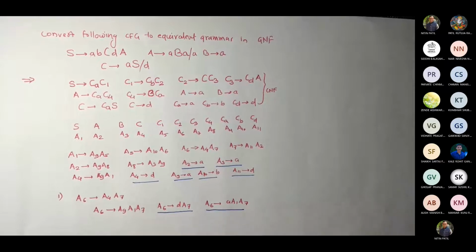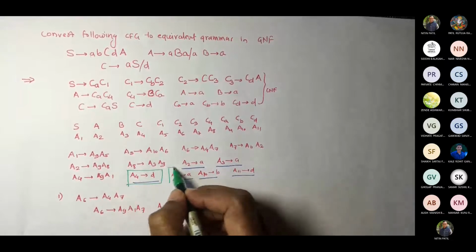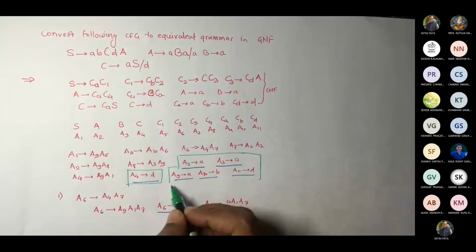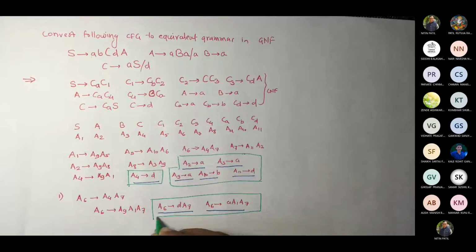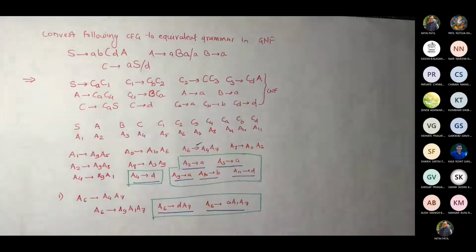So I will mark now. The ones which are readily available with us, this, this, and these are in GNF. Correct? Can we say that? Yes, sir. Okay. Now the ones which are worked out, I will mark it this way. We are done with this.